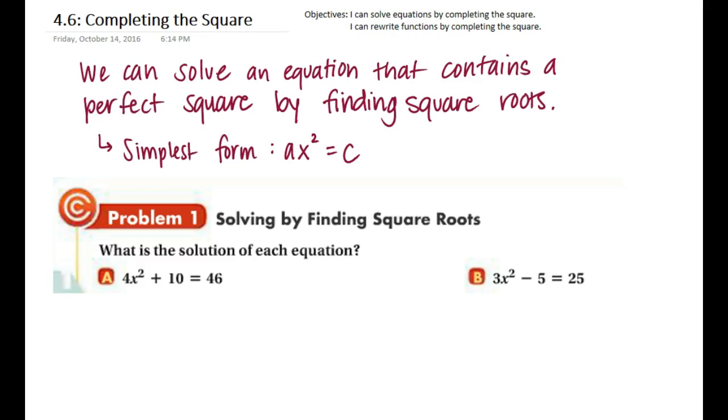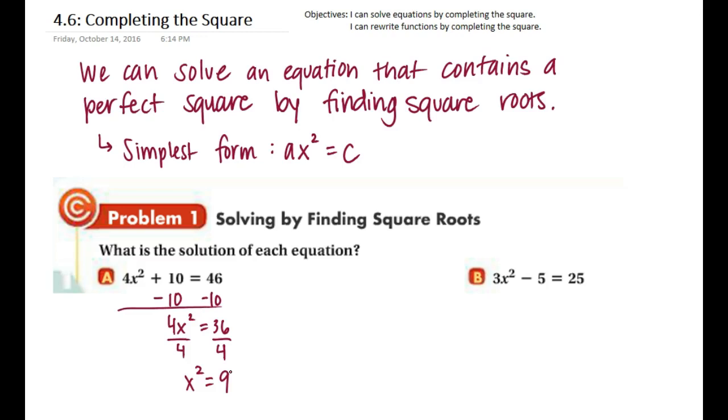What we want to do is isolate the variable term. So first thing we want to do is subtract 10 to move it over the other side. And we have 4x squared equals 36. Divide both sides by 4, and we get x squared equals 9. And it's the best situation when the other side is equal to a perfect square, when we have something squared. And 9 is a perfect square.